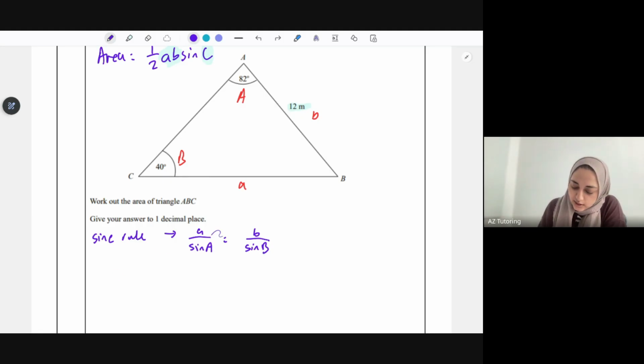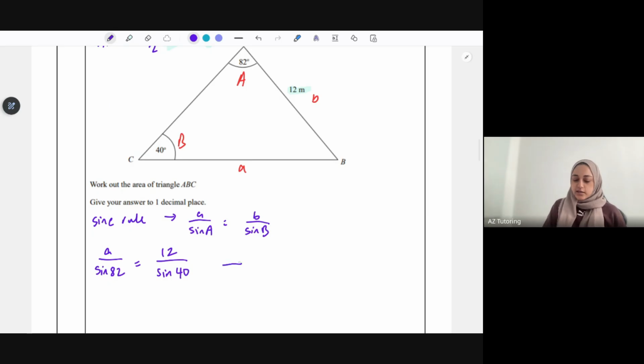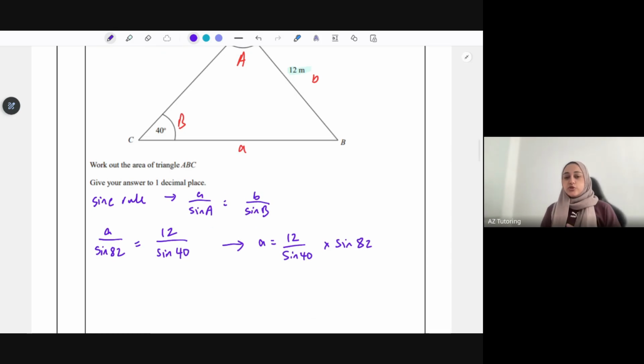So plugging everything in, a over sine A, which is a, I don't know. Sine of 82, which is angle A, equals b, which I know is 12, so 12 over sine 40. So to find a, I just need to times the sine 82 up because that's the opposite of dividing by sine 82. So a equals 12 over sine 40 times sine 82. I would highly recommend once I'm done this class, try putting all this stuff in the calculator yourself, just to see you get the same answers as what I'm getting, because it's calculator practice as well.